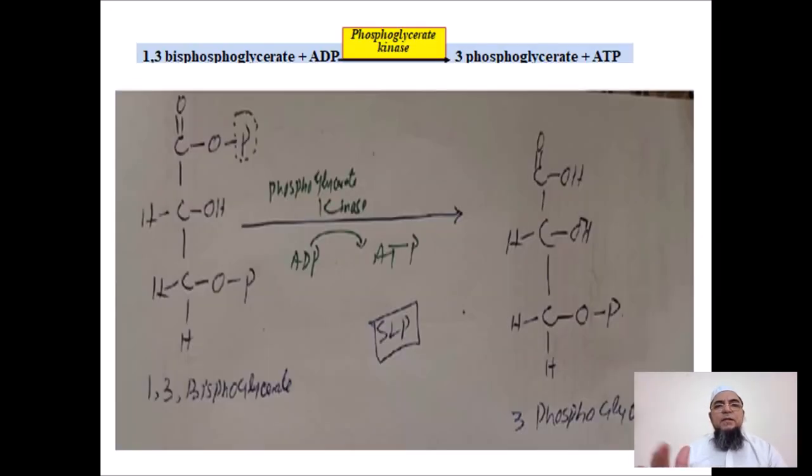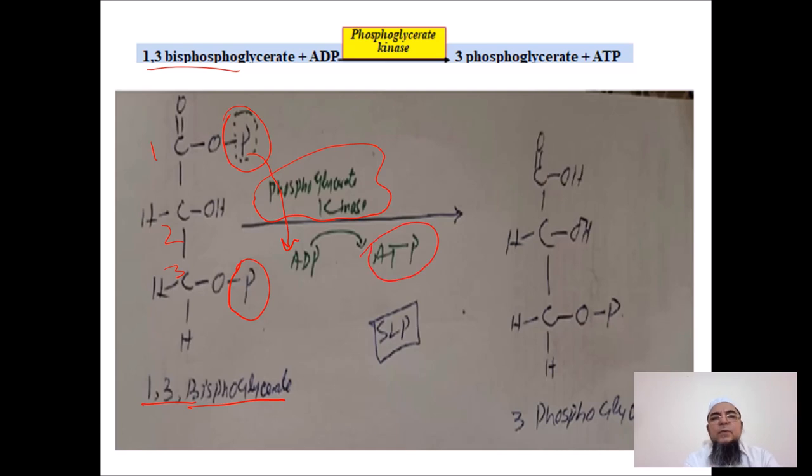This is the example. Example number one, 1,3 bisphosphoglycerate. See here, these are three carbon compounds, 1, 2 and 3. Position number 1 has a phosphate. Position number 3 has a phosphate, 1,3 bisphosphoglycerate. And then with the help of the enzyme phosphoglycerate kinase, the position 1 phosphate will come and attach to ADP to make ATP. And then 1,3 bisphosphoglycerate is converted into 3 phosphoglycerate. This is called substrate level phosphorylation.